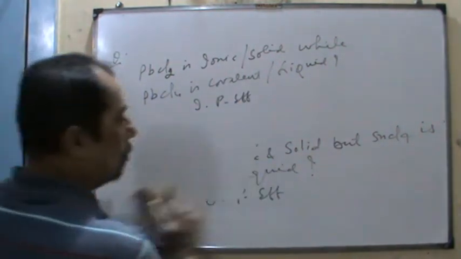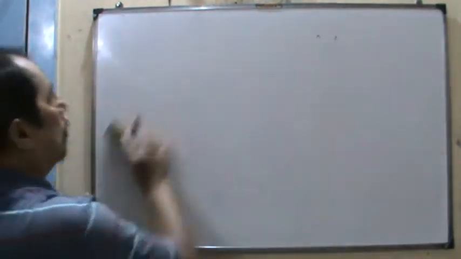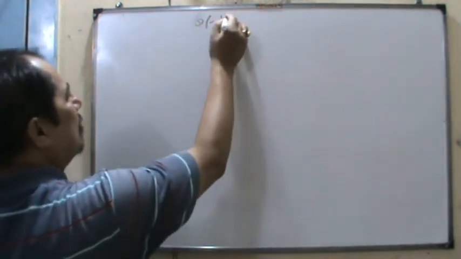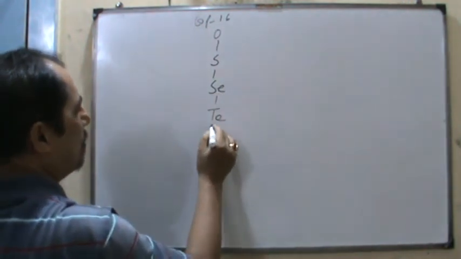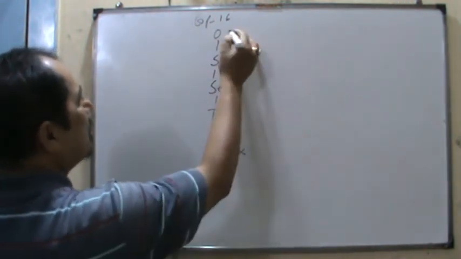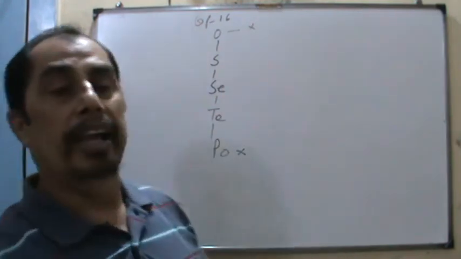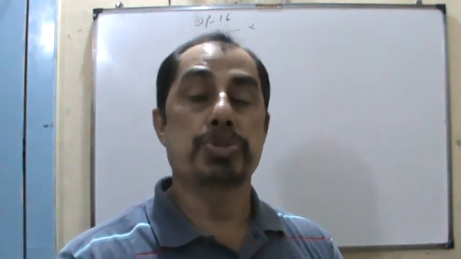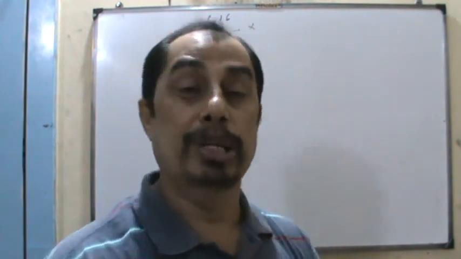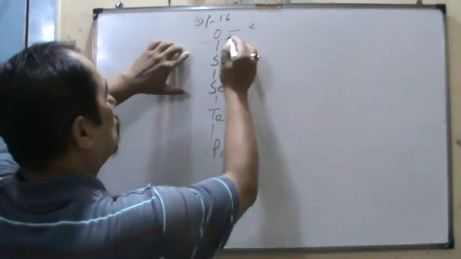What is that? Now we can go for group 16: oxygen, sulfur, selenium, tellurium and polonium. Polonium is a radioactive element and oxygen has anomalous behavior. Anomalous means the unique behavior due to a smaller atomic size, high ionization energy and absence of vacant d orbital. Therefore, members of the second period of the periodic table show anomalous behavior. That is why it will not show the inert pair effect.